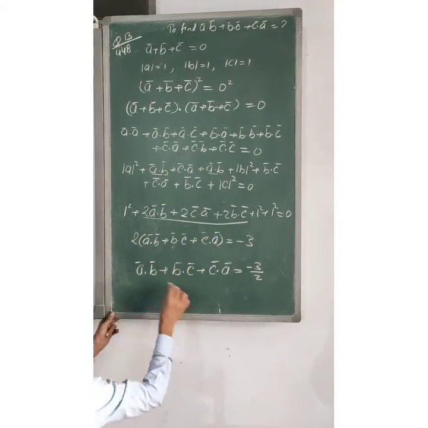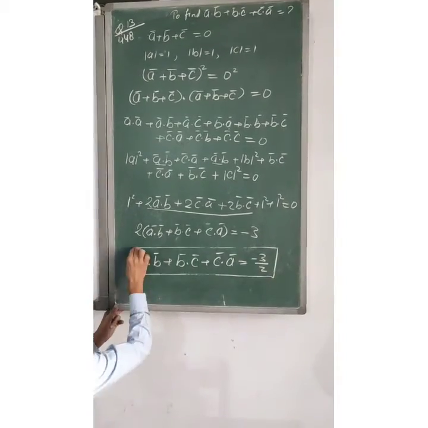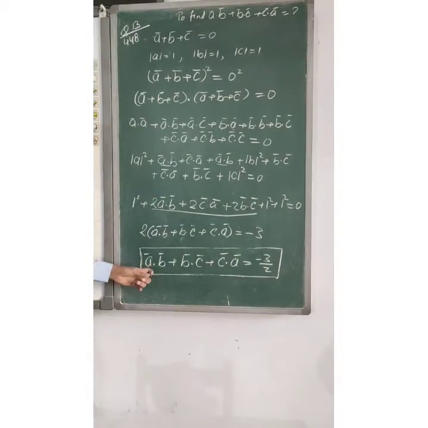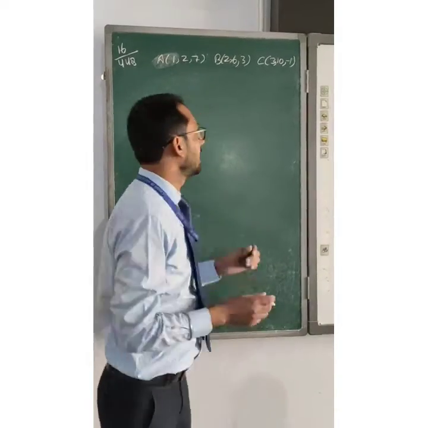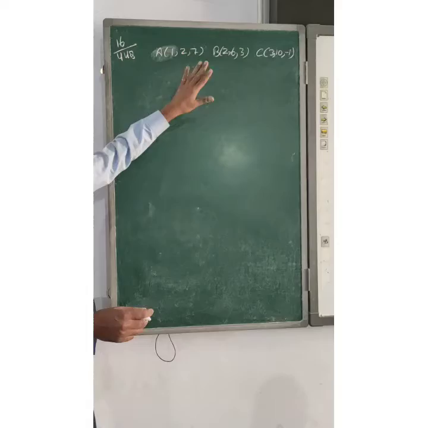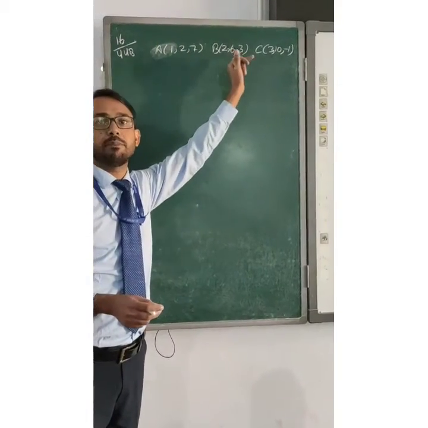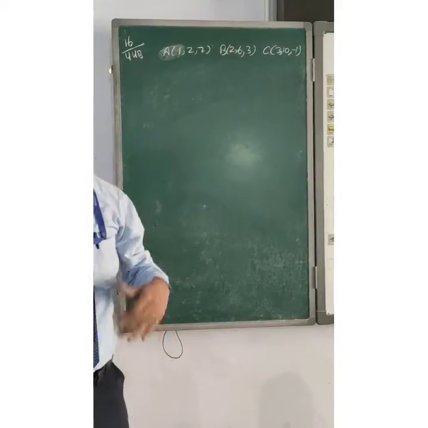So this only was the target, to find the value of A dot B, B dot C, C dot A. So that is minus 3 by 2. Yes, now we need to show that points A, B, C are collinear.